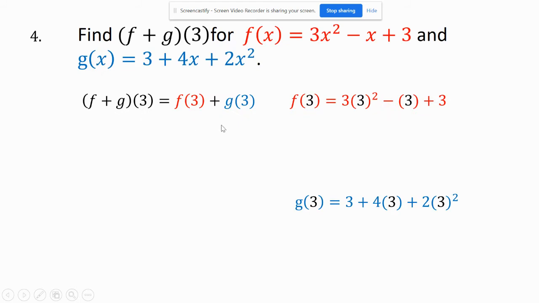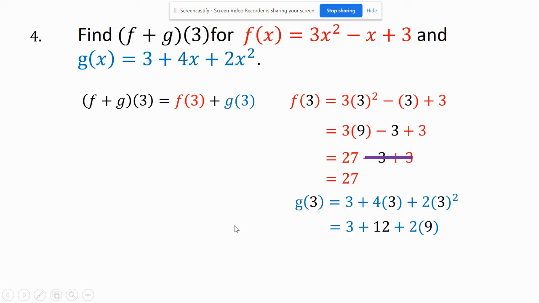If I plug in the 3 squared into the f function here, I like to say red just because it's easier for us to see. That's 3 squared is 9, so I have 3 times 9 minus this 3 plus 3. Well, 3 times 9 is 27. The 3's are going to cancel out. It just basically makes 27.